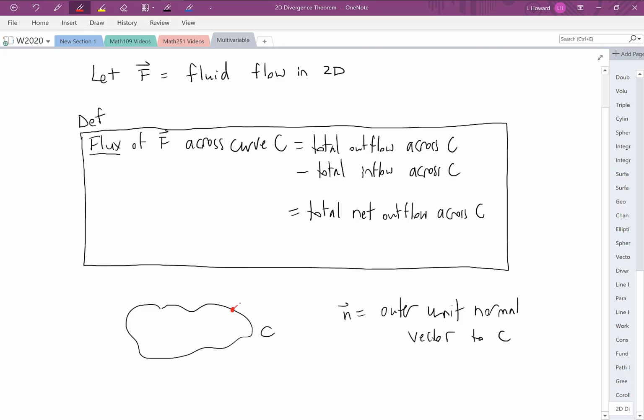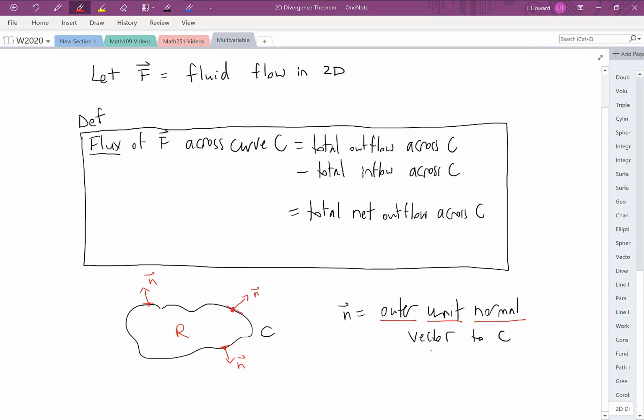So n is pointing out of the enclosed region. That's what makes it outer, pointing away from the enclosed region. It's unit, meaning it's 1 unit long, and it's normal to our curve, so perpendicular to our curve. So at this point, the outer unit normal vector might look like that, perpendicular to our curve. At this point, maybe it looks like that. So that's n at that point, n at that point, and n at that point. So at every point along the curve, you can think about drawing this outer unit normal vector to our curve.